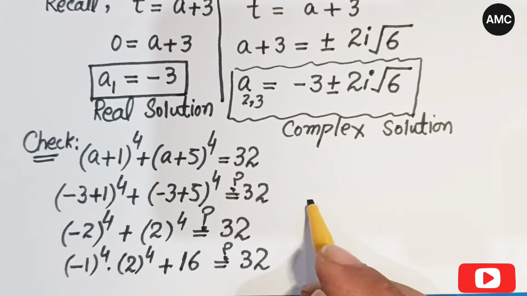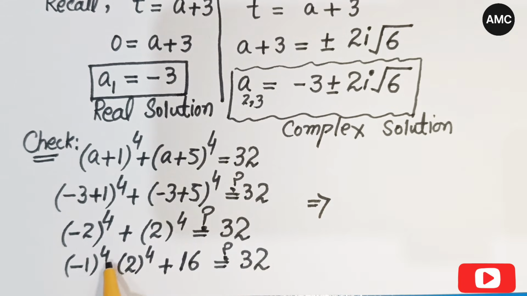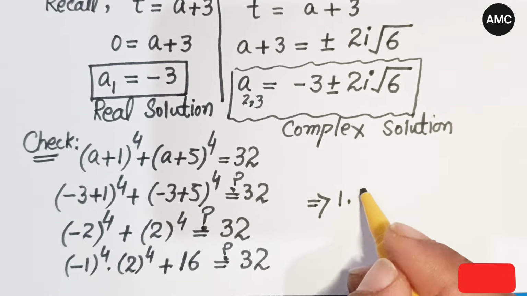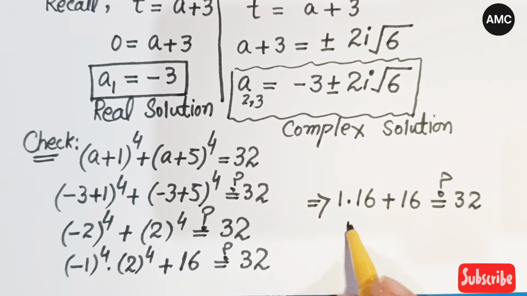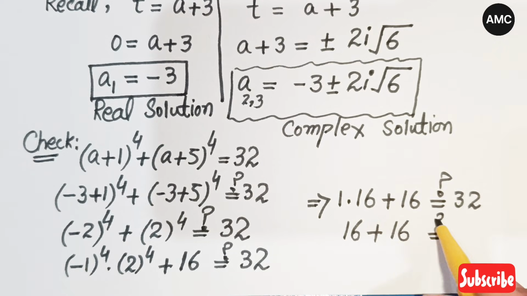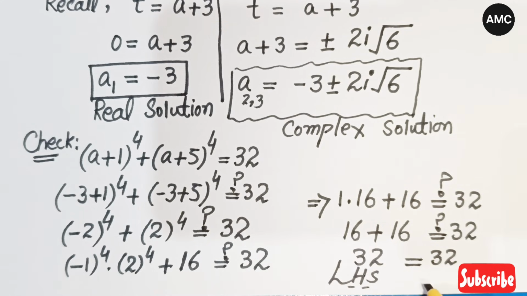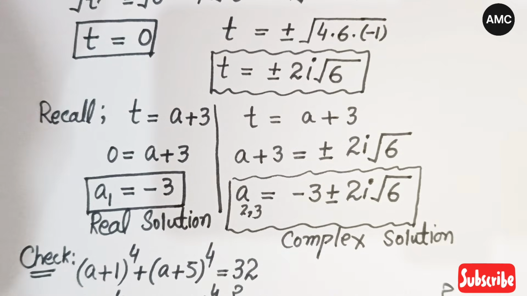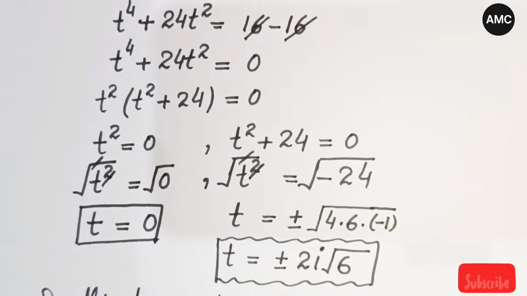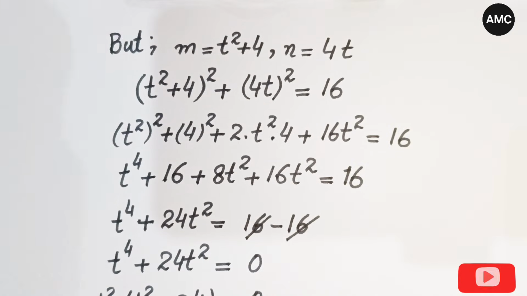Now minus 1 whole to the power 4 is equal to 1 because the power is an even number. So 2 to the power 4 is 16, plus 16, is it equal to 32? So 1 times 16 is 16, plus 16 is equal to 32, and 32 is equal to 32. So our left hand side is equal to right hand side. Hence our problem is valid for this value. So we have just found three values of a, one is real and the other two are complex solutions. Now we can check our entire solution step by step.